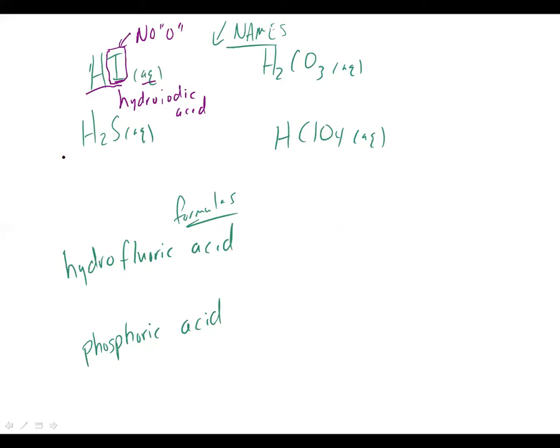Taking a look at the next one here. Also the same situation. We don't see any oxygen here. So we know that's going to start with hydro as well. S, which is sulfide, becomes hydrosulfuric, again ending with the IC and the hydro at the beginning, and acid. Any questions on those two?